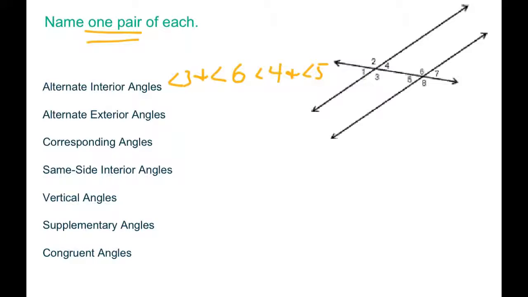Now you only needed to name one pair. I'm going to name all of them just so you can see what they all are. But if it says name one, just name one. If it says name two, name two. If it says name all of them, name all of them.